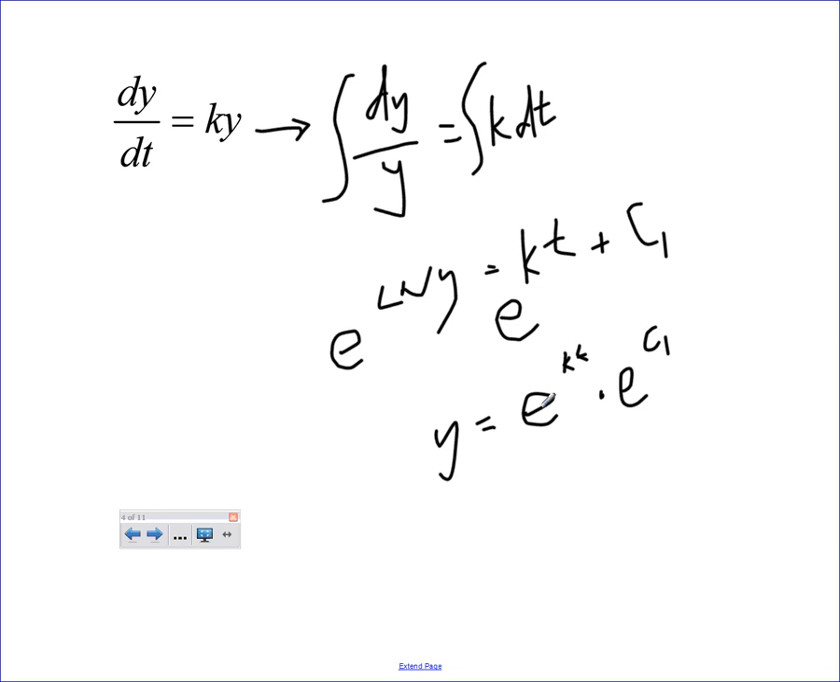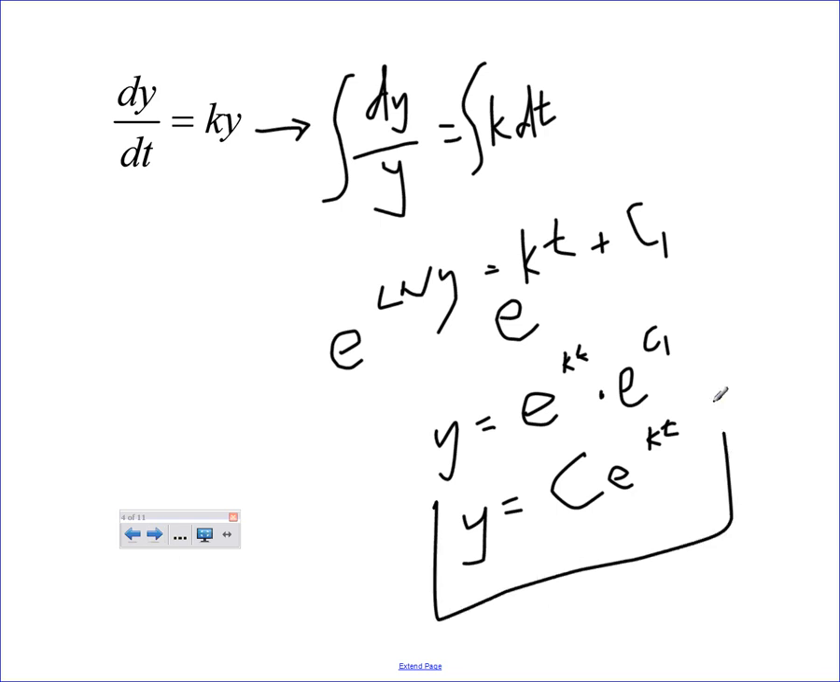If we multiply e to the kt by e to the c1, it's just e to the kt plus c1. So e to the c1 is just a constant. It's just some number. We don't know exactly what it is. So we tend to write this equation in the form c e to the kt, which may look familiar to you. It looks an awful lot like PERT, but it's spelled differently, but same idea. It's our general equation for exponential growth. Anytime we have exponential growth, it works along these lines.